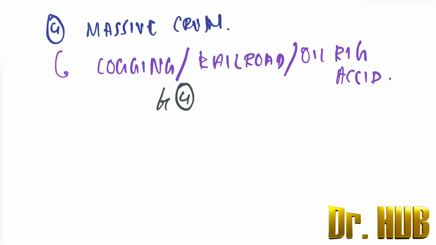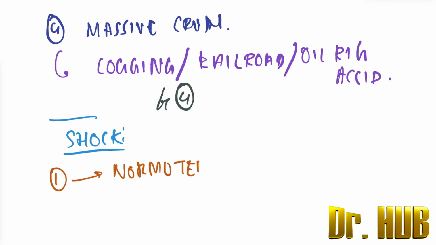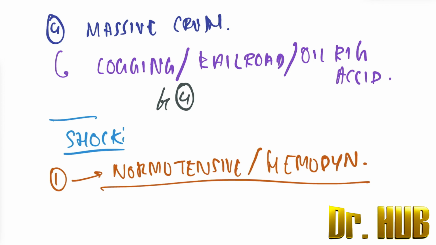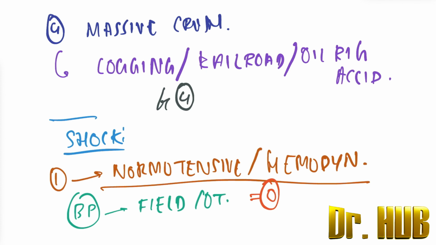Now we move on to the next group, the group of shock. Under shock, the first group is normotensive and hemodynamically stable. Here the blood pressure is stable in the field as well as in the operation theatre. So here the score is 0.